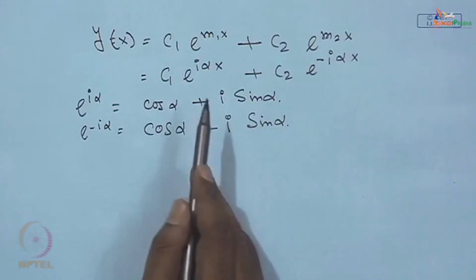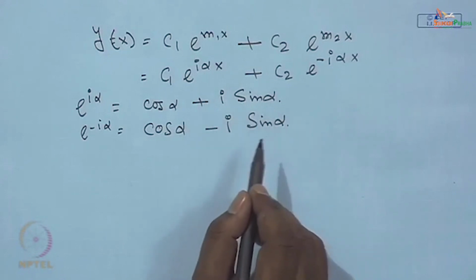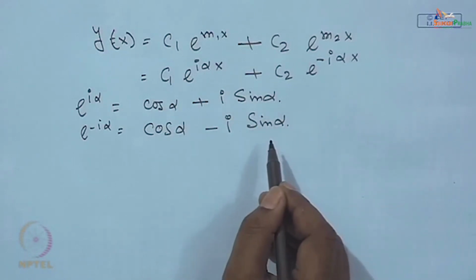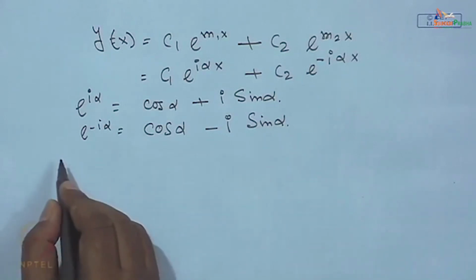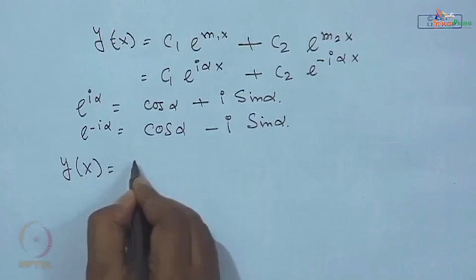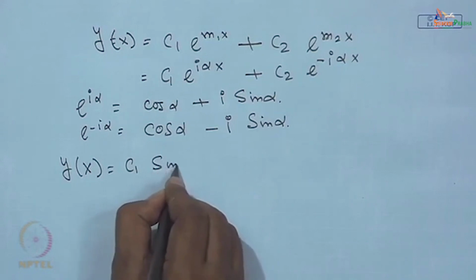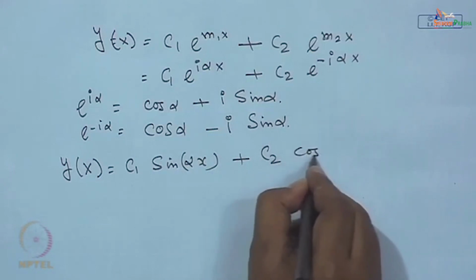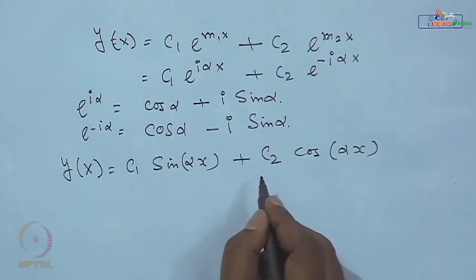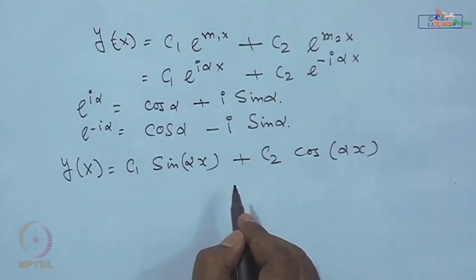sin alpha. If you open up these two quantities and write them in this equation, finally you will get the solution in the form of periodic functions. These cosine and sine functions are periodic functions, and it will be a combination of the sine function and the cosine function. So, the final form of the solution becomes C 1 sin alpha x plus C 2 cosine alpha x. The imaginary quantity i, etcetera, will be absorbed in the constants C 1 and C 2.